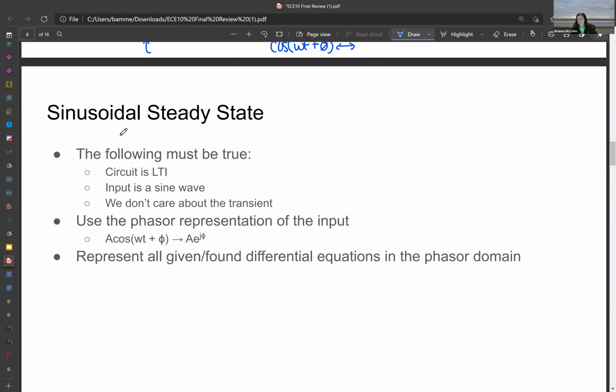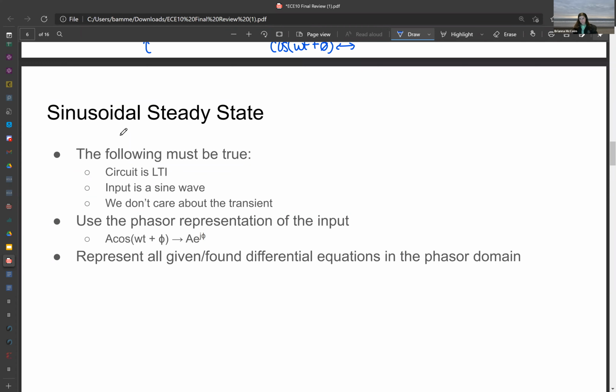So our next big topic, and this is really important for you to have a great understanding of, because this is the focus of at least a lot of previous problems on your professor's finals. So sinusoidal steady state, it's a circuit solving technique when you're interested in the steady state response.